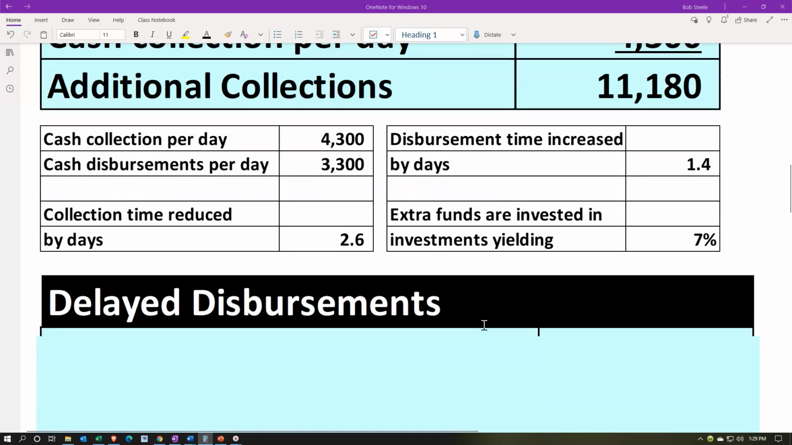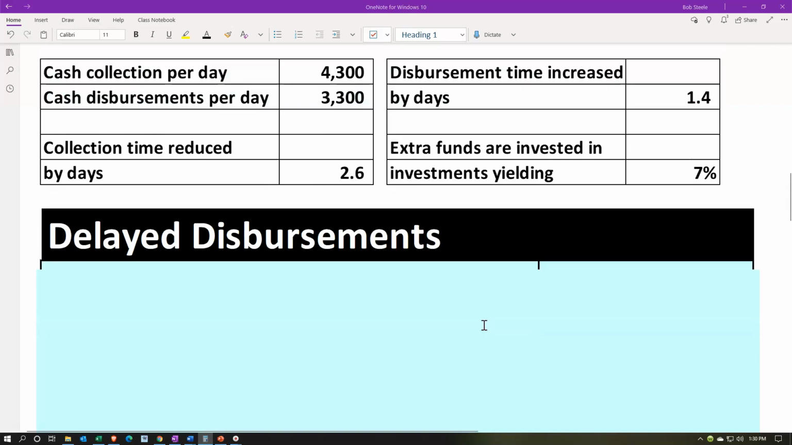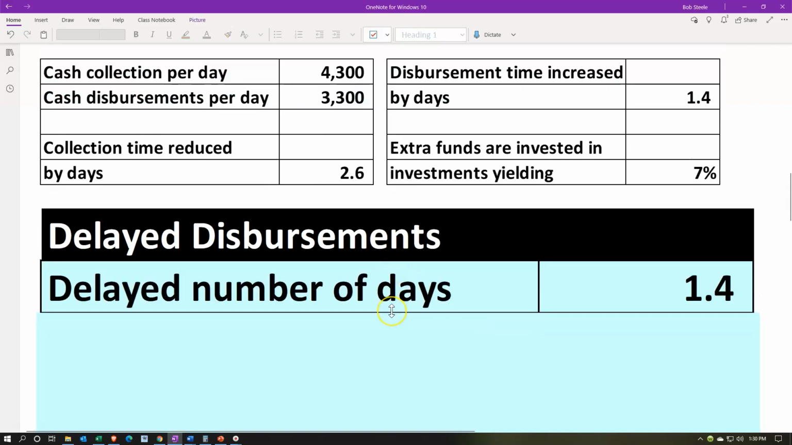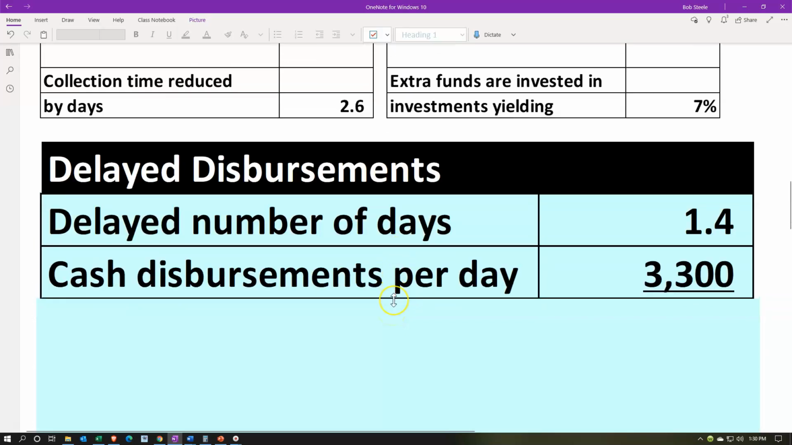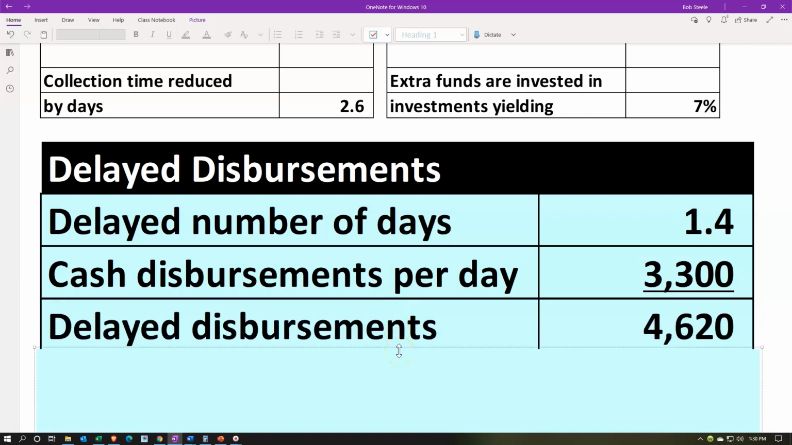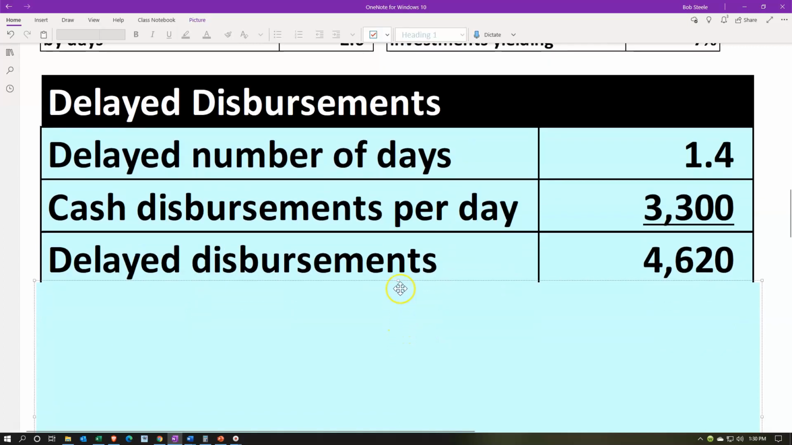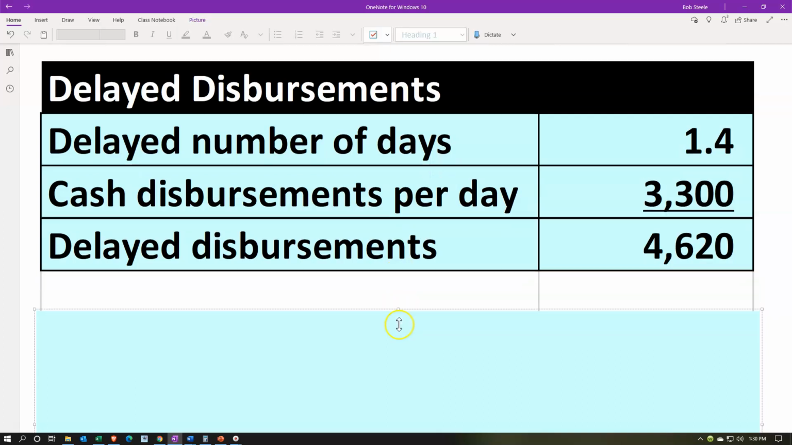And on the delayed disbursement side, on the cash payment side, we're going to hold on to the cash longer. So if we hold on to the cash longer, we're going to delay the number of days, 1.4, times the cash disbursements per day of the 3,300. So if we multiply that out, the 1.4 times the 3,300, we get the 4,620. So we're going to free up another 4,620 by holding on to the cash a little bit longer.